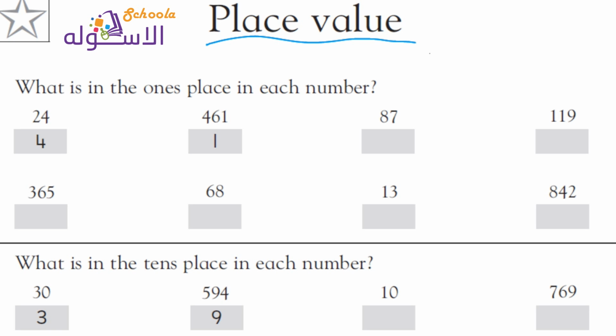Before you do the place value, you must remember the places you have. You have units, tenths, and hundreds. Be careful. You have units, tenths, hundreds. When you count it, you start from the right. You say units, tenths, hundreds.